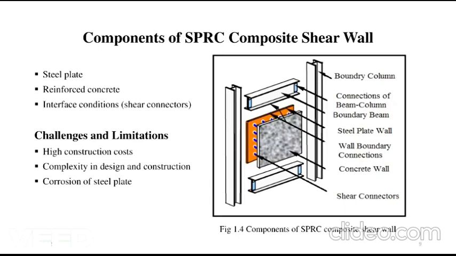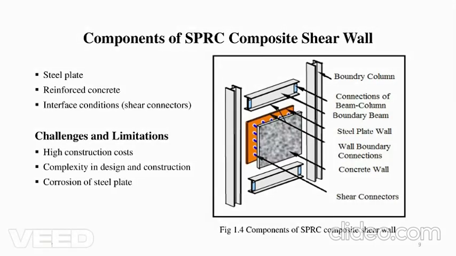SPRC composite shear wall consists of three main components, including steel plate, reinforced concrete, and shear connectors, where steel is embedded in concrete with the help of shear connectors. While SPRC composite shear walls offer several advantages, they also present certain challenges and limitations. Let's examine the challenges and limitations of SPRC composite shear walls.